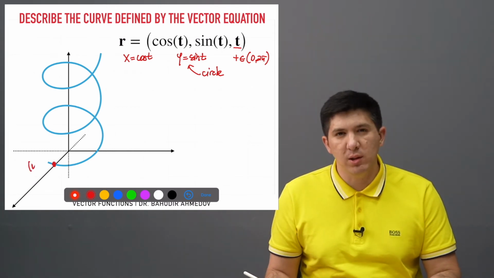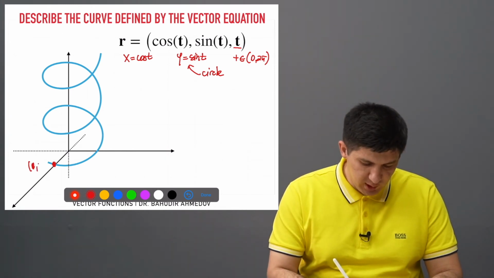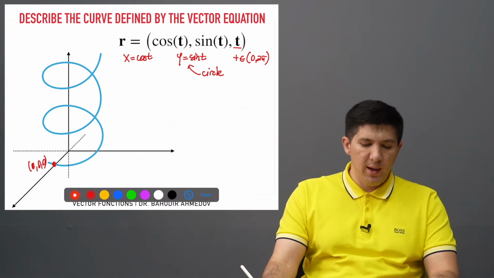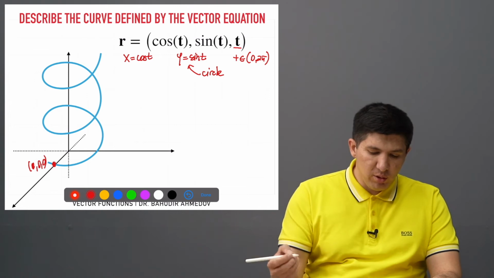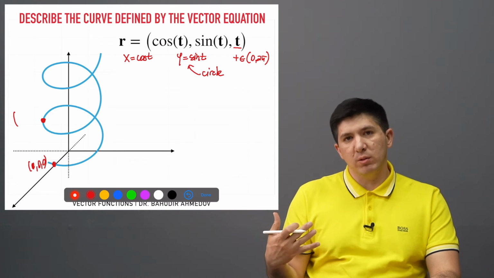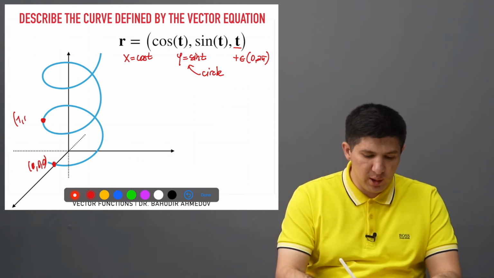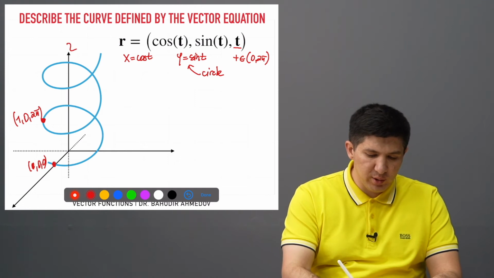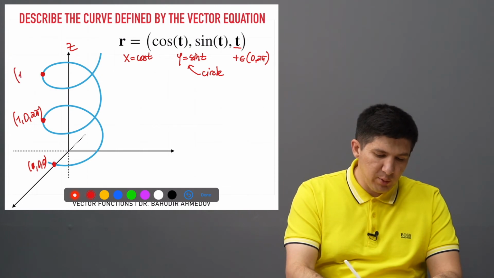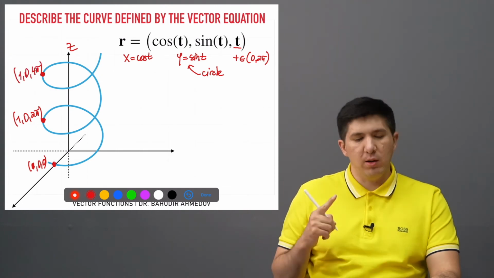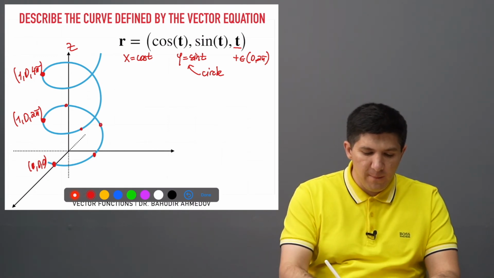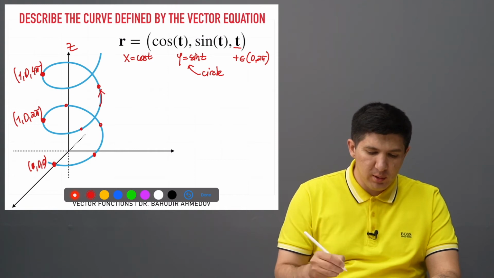Sorry, not 0, 0, 0. It's going to be 1, 0, and 0, right? Because cosine of 0 is 1, sine of 0 is 0, and t is equal to 0. After 2 pi, it's going to be here. If you substitute t equal to 2 pi, it's going to be 1, 0, and 2 pi. Obviously, the z coordinate of this point is going to be higher. At every 2 pi, you're going to reach this point, so it's going to be 1, 0, 4 pi, and so on. If you change the values of t, you're going to obtain the points along this curve.